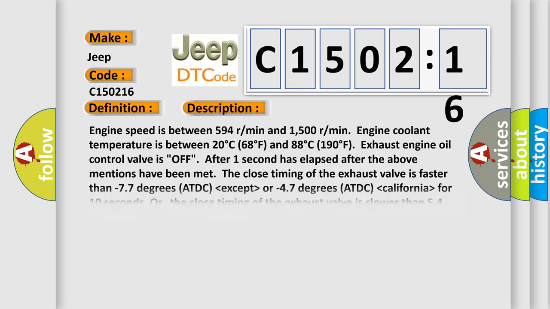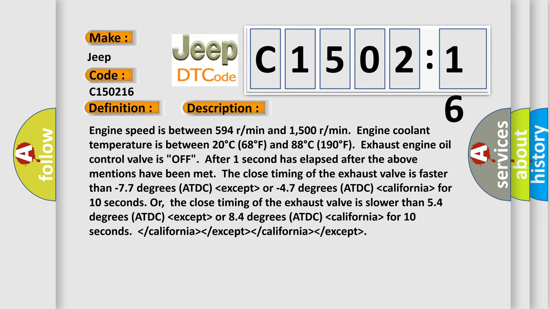And now this is a short description of this DTC code. Engine speed is between 594 rpm and 1500 rpm. Engine coolant temperature is between 20 degrees Celsius (68 degrees Fahrenheit) and 88 degrees Celsius (190 degrees Fahrenheit). The exhaust engine oil control valve is off after 1 second has elapsed after the above conditions have been met.